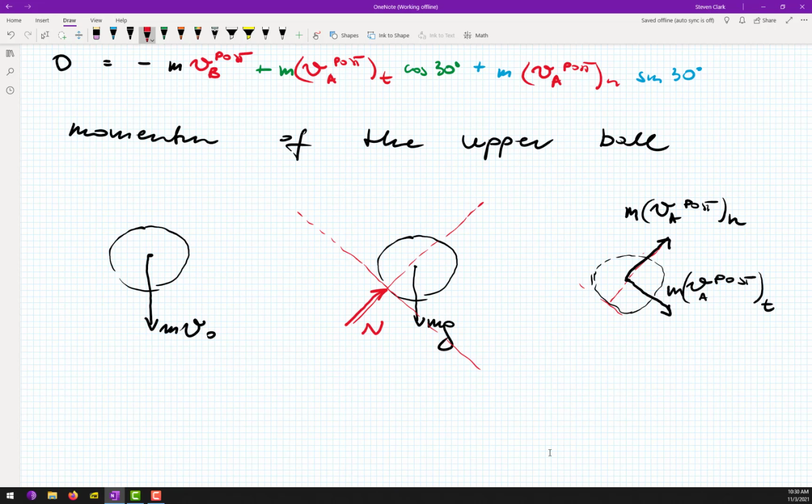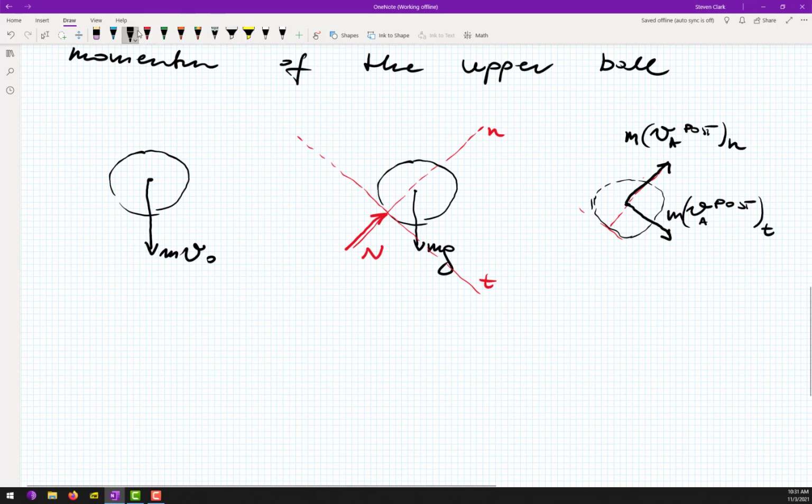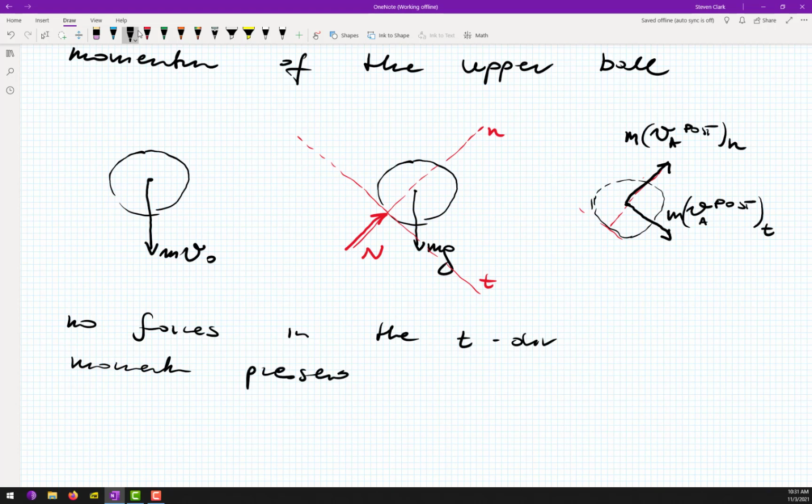Okay, so now the only force acting on our system is in the normal direction, yes? So momentum of that ball will be preserved in the tangential direction, yeah? So now, no forces in the t direction. So momentum is preserved in that direction, yes? Okay, so we must do some projections here, yes?